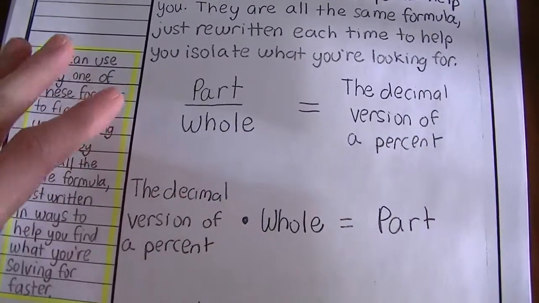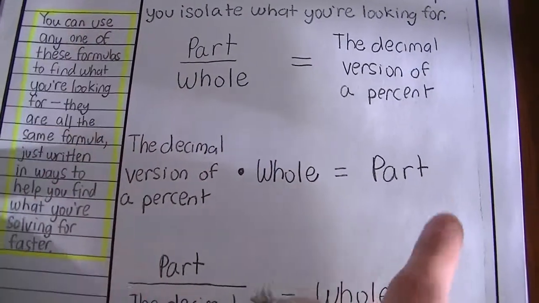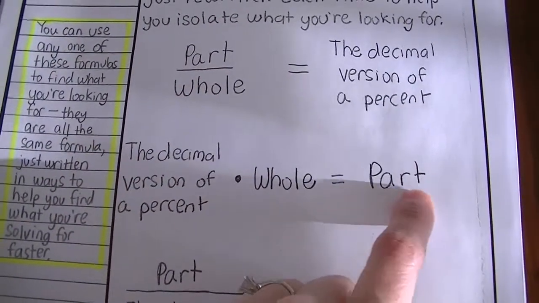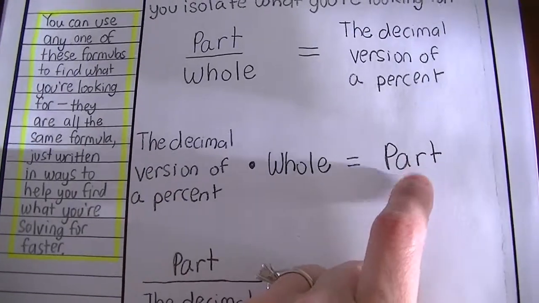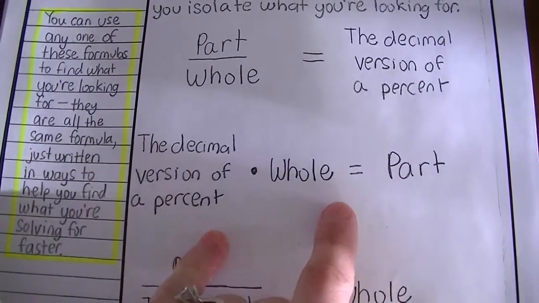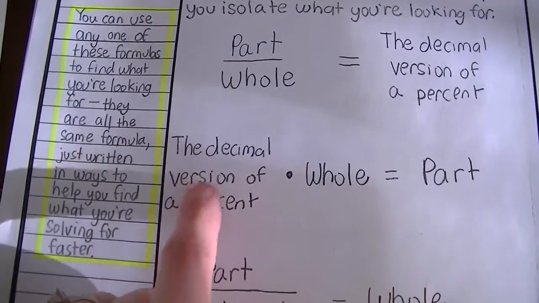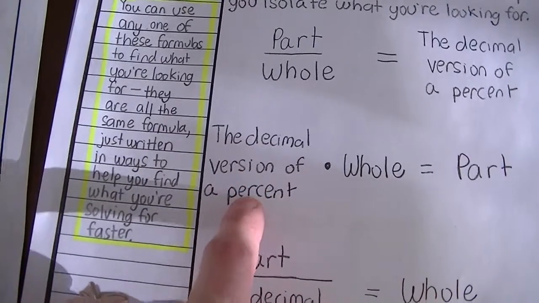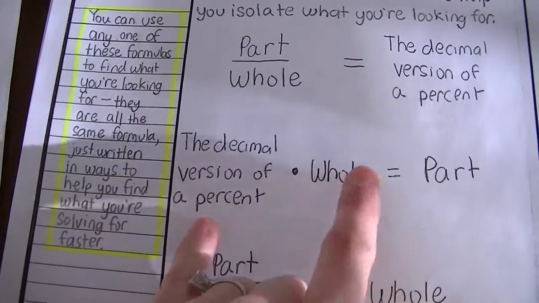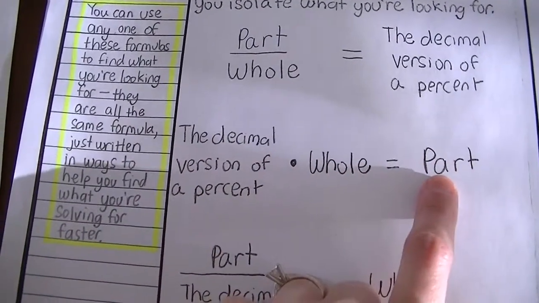The second equation that I've listed isolates the part. If you're solving for the part, this would be the fastest equation to use because you would be given the decimal version of the percent or the percentage, which you could convert to the decimal version. You'd multiply it by the whole, and when you do that, you would get the part.